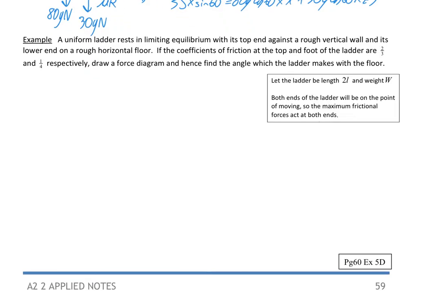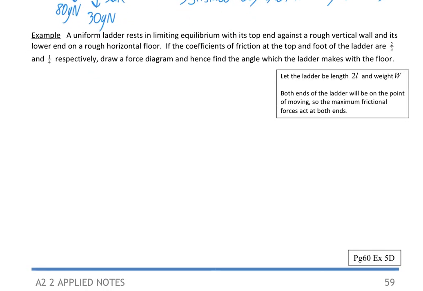It says a uniform ladder rests in limiting equilibrium with its top end against a rough wall and its lower end against a rough horizontal floor. Okay, great. So we've got friction on both. If the coefficients of friction at the top and the foot of the ladder are 2/3 and 1/4 respectively, draw a force diagram and hence find the angle which the ladder makes with the floor.